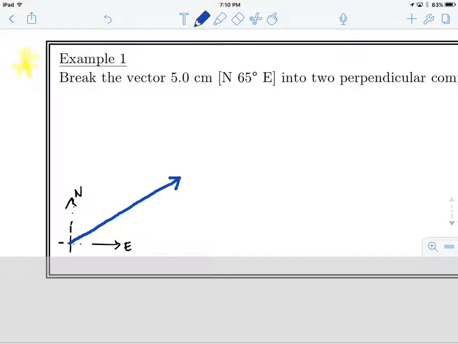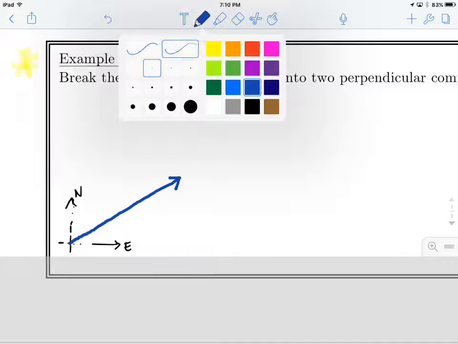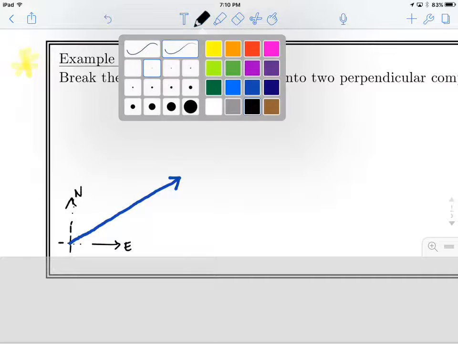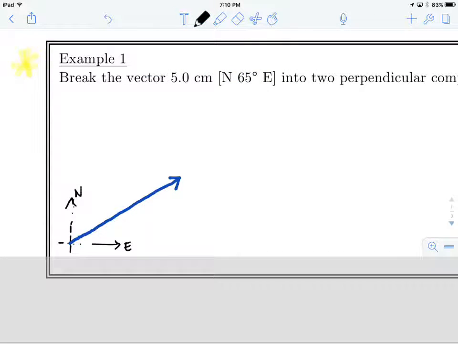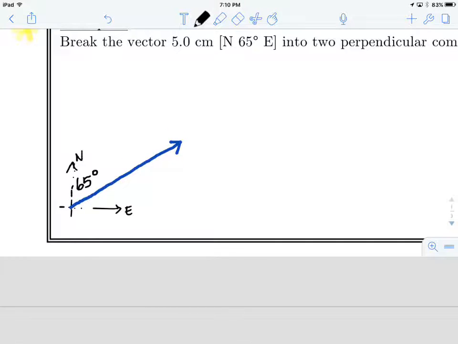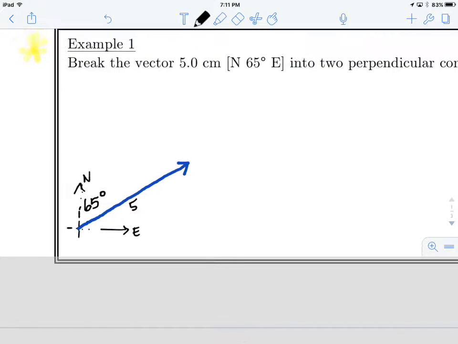Okay, so we're using a ruler to do this. And this is what we have. And of course, this is a sketch now, right? So we're being somewhat careful, but north 65 degrees east, that's this angle in here. Okay? And the length of this is 5. So this is what we've got. Here's a sketch of our situation.